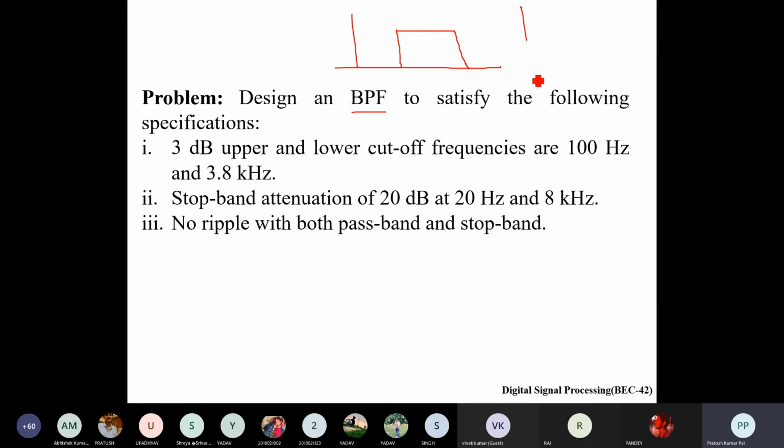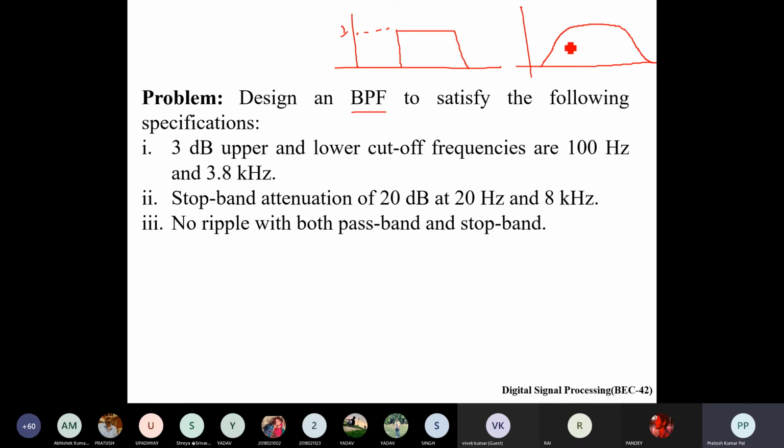But if we talk about the practical one, instead of being highest from 0 to 1, like the normalized magnitude 1, in the case of the practical one it will not be like that. It will be this way. This will be the magnitude response of the band pass filter. This is the practical one.